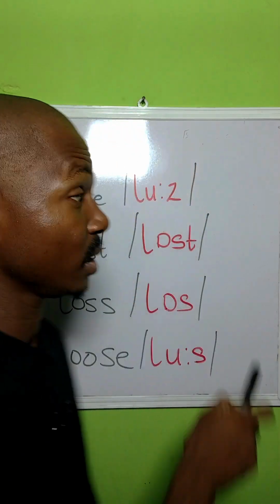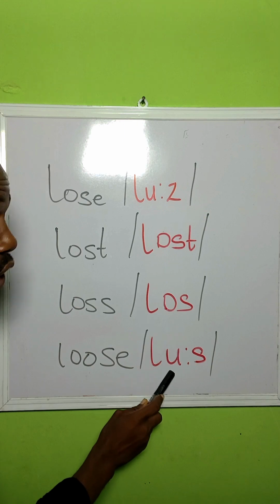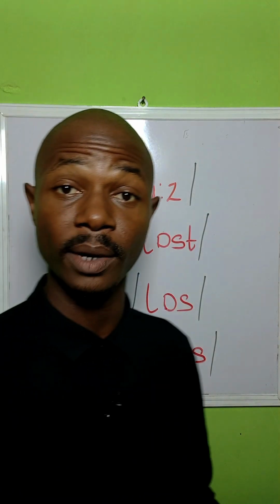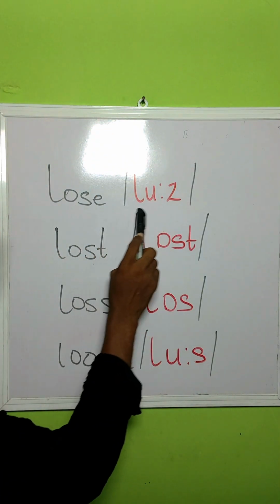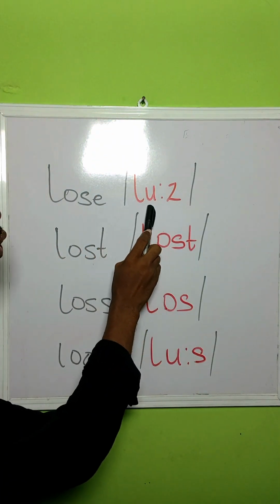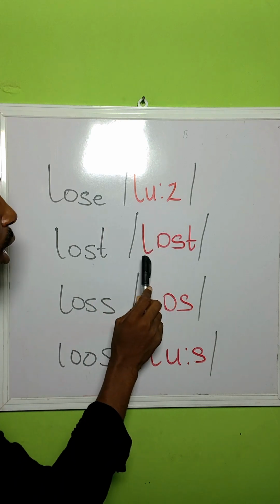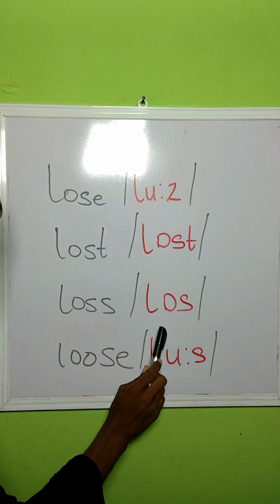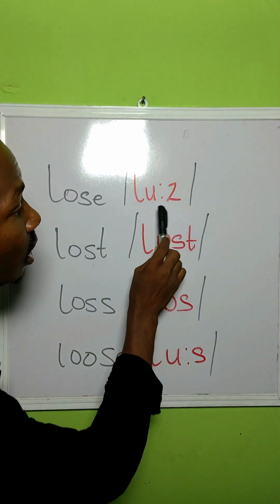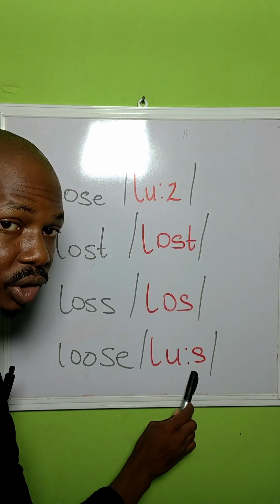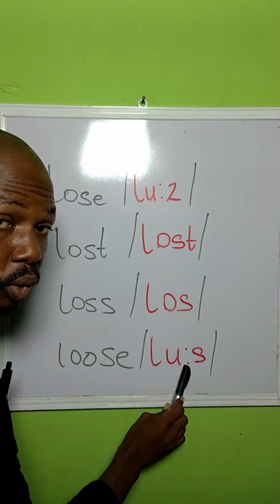Okay, let's look at lose, lost, loss, and loose. We're going to start with pronunciations. The first one here is lose, with a long oo vowel. Lose. Then we have lost, loss, and then loose, with z, s: loose.